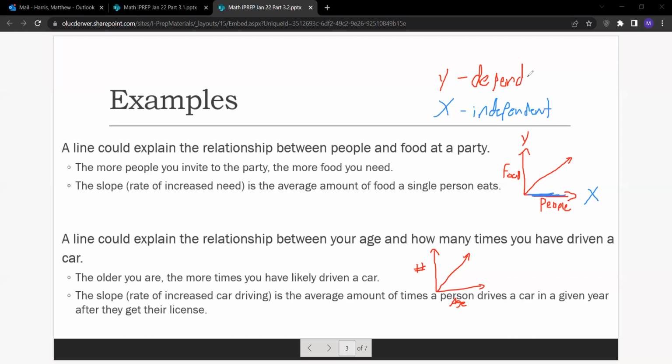Your dependent variable depends on your independent. In other words, as x goes up, so does y. As we have more people, we need more food, which makes sense. And it's the same down here. As our age goes up, our number of times driven goes up as well, and that's because the number of times you've driven depends on our age. Just like the amount of food we need depends on the number of people that come to our party.